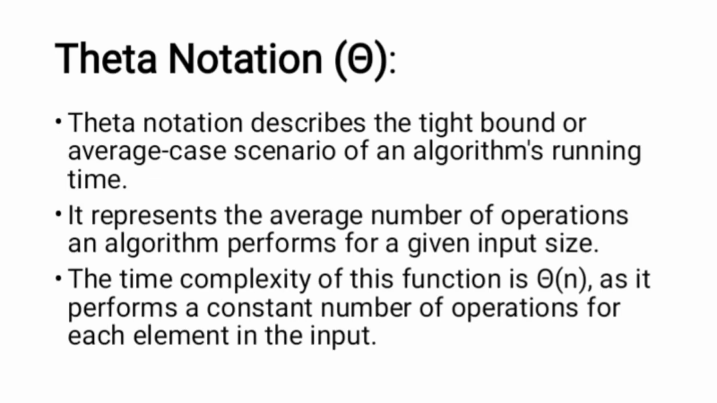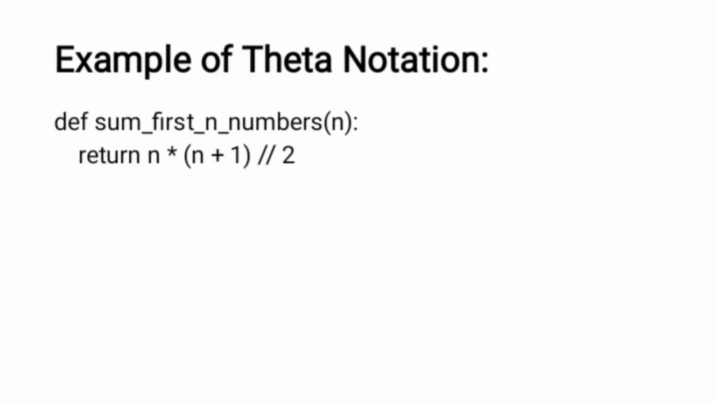Next, theta notation. Theta notation describes the tight bound or average case scenario of an algorithm's running time. It represents the average number of operations an algorithm performs for a given input size. The time complexity of this function is theta of n, as it performs a constant number of operations for each element in the input. Next, here is the example of theta notation.